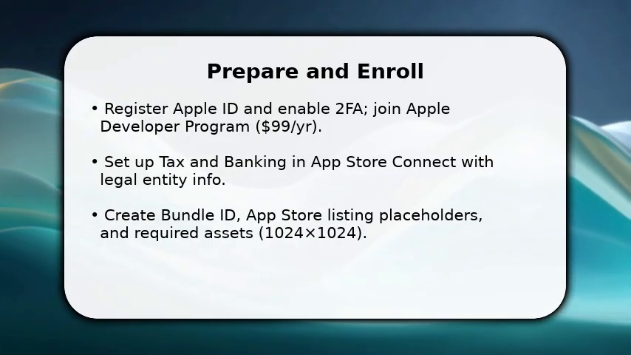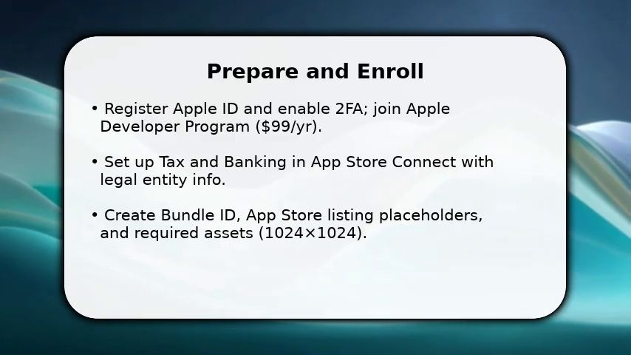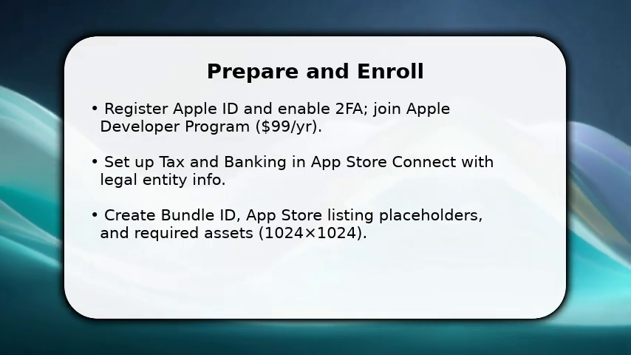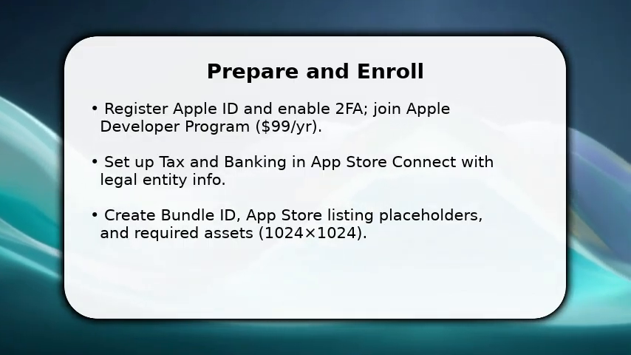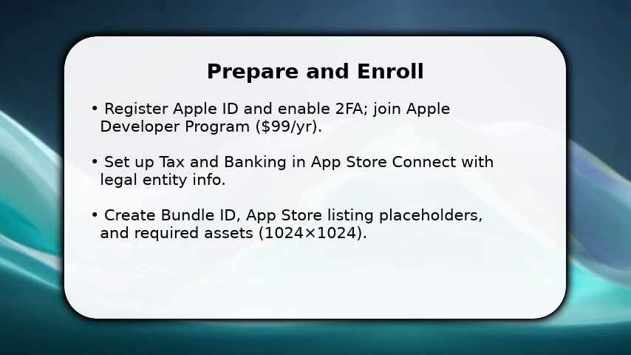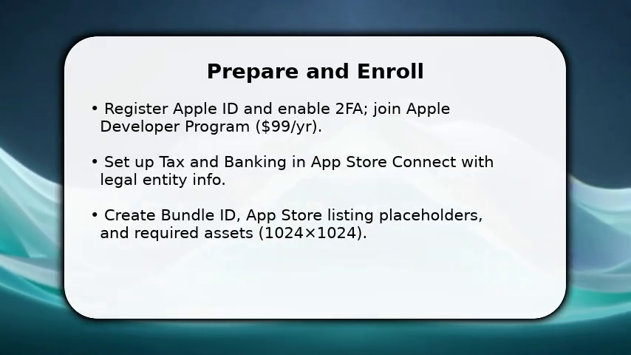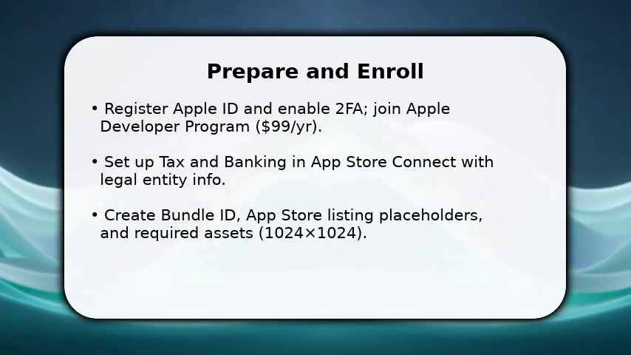Once done, add tax and banking details for payouts and register a bundle ID for your app. Make placeholder metadata and a 1024 x 1024 icon now. You'll replace them later. These first steps prevent holdups during submission, so complete them before building further.